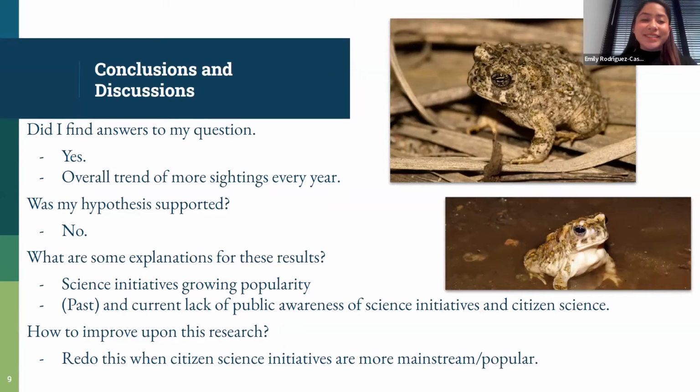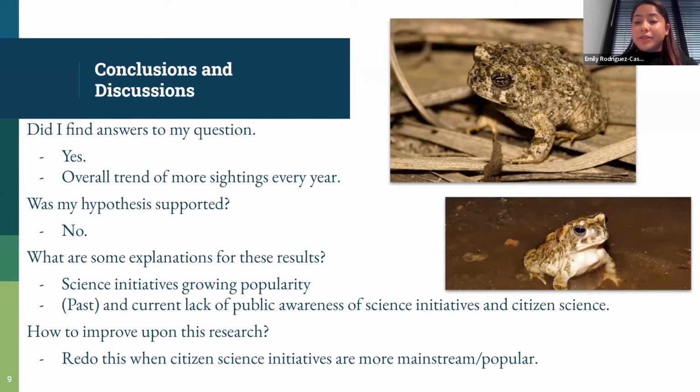So, conclusions and discussions. Did I find an answer to my question? Yes, and there was an overall trend of more sightings every year, or more sightings from beginning to end of full years. And was my hypothesis supported? No, it was not. And my explanation: sightings are never going to be an accurate reflection of species numbers.